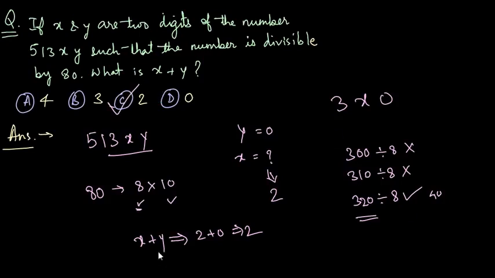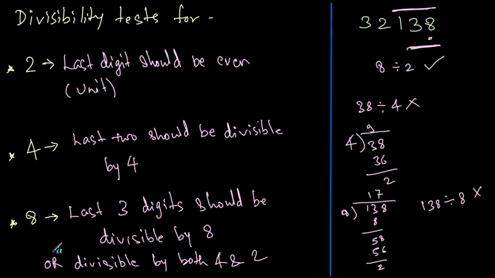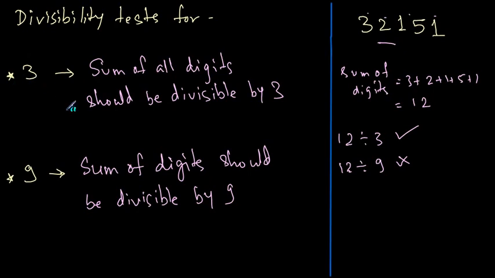The best way to remember these conditions is to group them the way I explained in the video. So let's revise them once more. So the divisibility test for 2 is that the last digit should be an even number, that is, it should be divisible by 2. In case of 4, the last 2 digits are considered and those 2 digits should be divisible by 4. In case of 8, the last 3 digits should be divisible by 8.